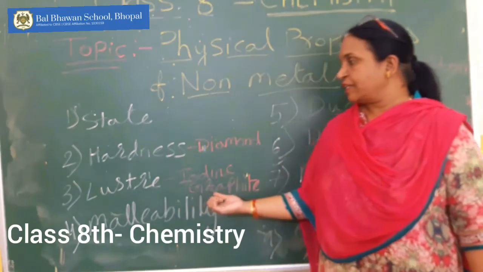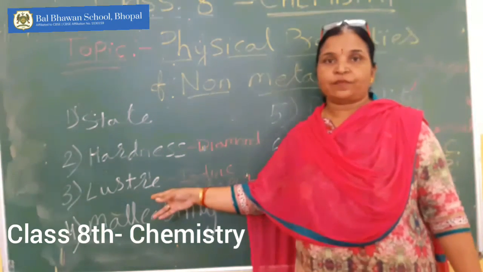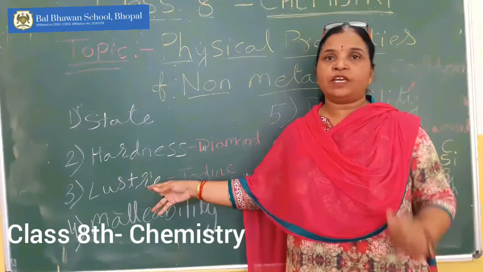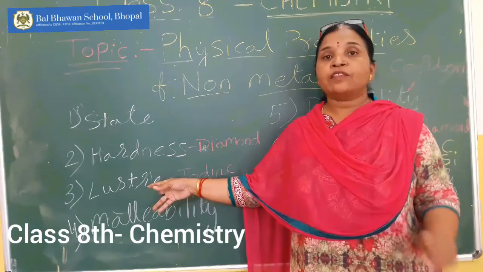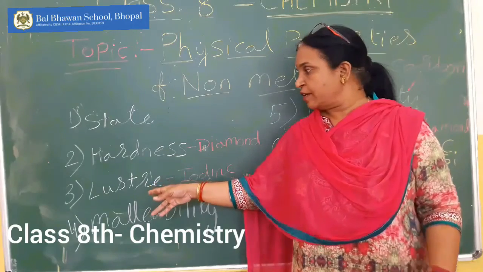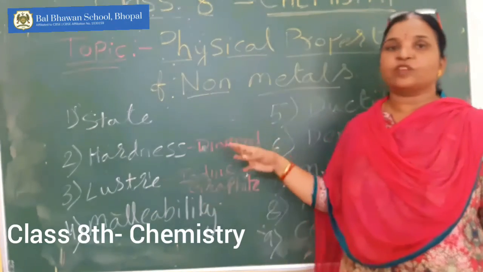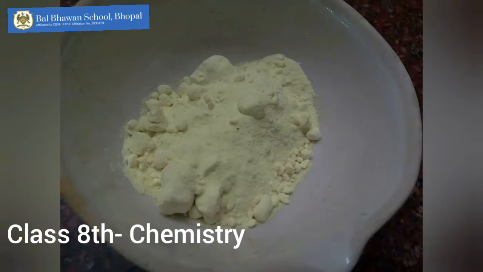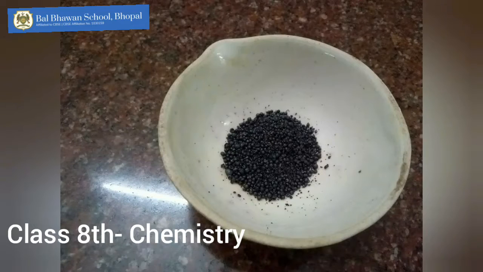Third property, that is luster. What is luster? That is the shiny appearance of any material. This shiny nature is not observed in case of non-metals. Here you can clearly see that this sulfur powder is non-lustrous. And in second slide you can see that iodine is lustrous. That is the exceptional case.